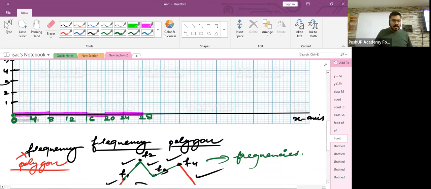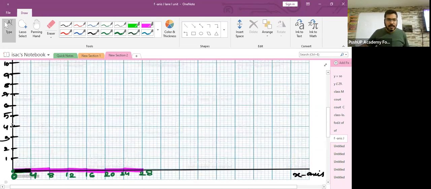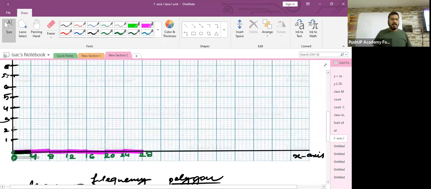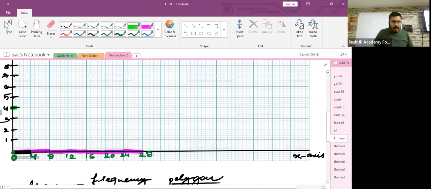I will use a different color, 0 to 4. Now, 0 to 4 has got a frequency of 4. All right. So children, where is your 4 coming? Over here. This is your 4, isn't it? Now, what I will do is, for your reference, I will just highlight this.